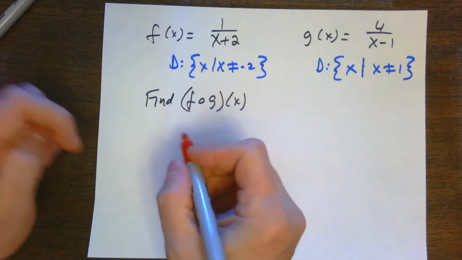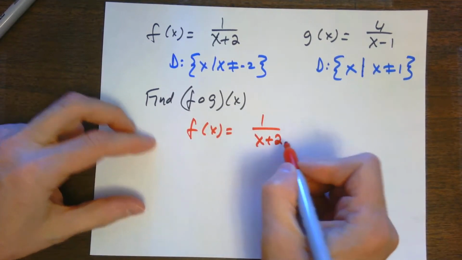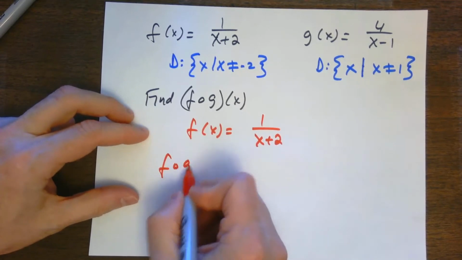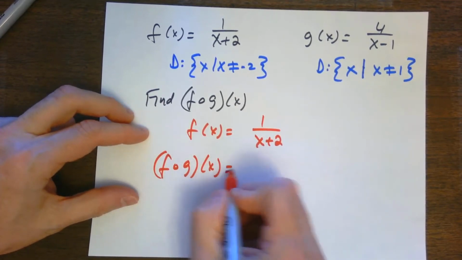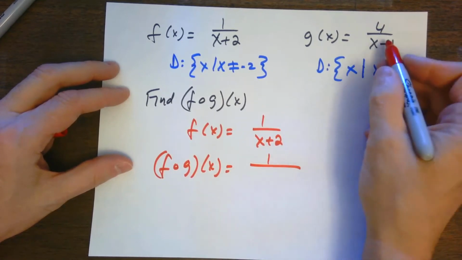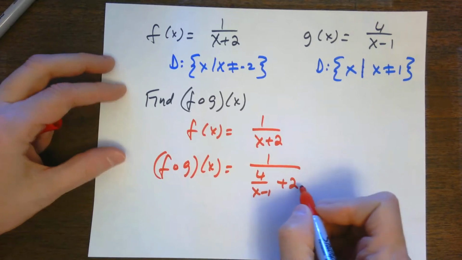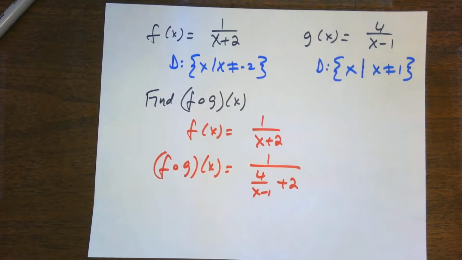So I'm going to start with just plain old f of x. Here's f of x, 1 over x plus 2. Here's f of g of x. What I have to do is take this and plug it in for x. 1 over 4 over x minus 1, plus 2. Substituting that in for my g of x.